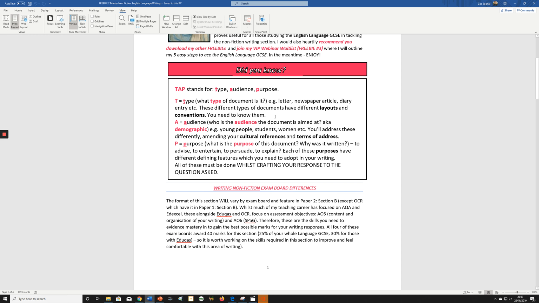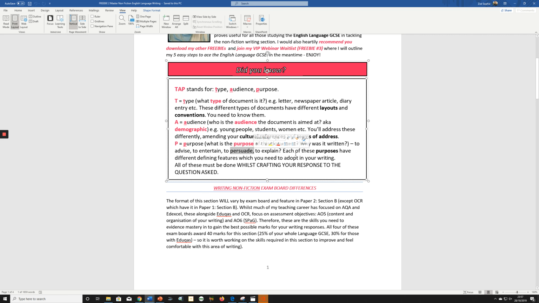All right, but always err on the side of formality if you're not sure. And purpose. The main purposes you're going to have here are writing to advise, giving people a list of options and letting them choose. Entertain is pretty self-explanatory. It's kind of close to explain.